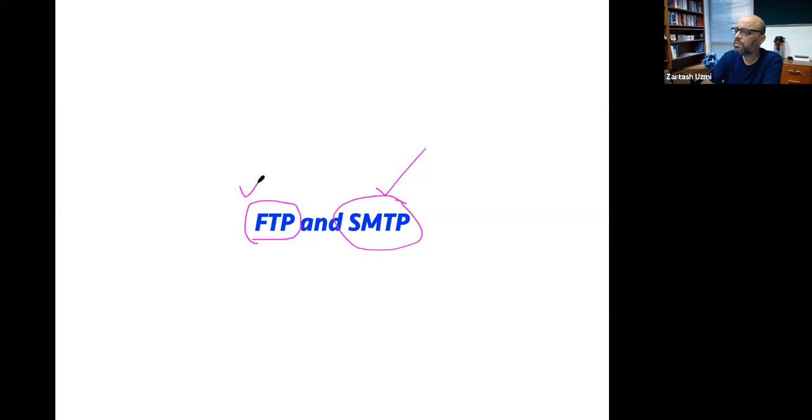Remember, HTTP protocol was designed for web pages only. FTP was for generic files. But these days, HTTP is used for downloading generic files as well. So in that sense, the utility of FTP has decreased quite a bit.